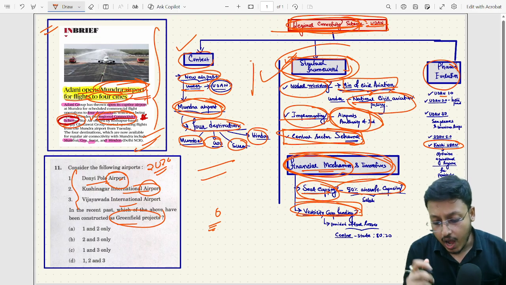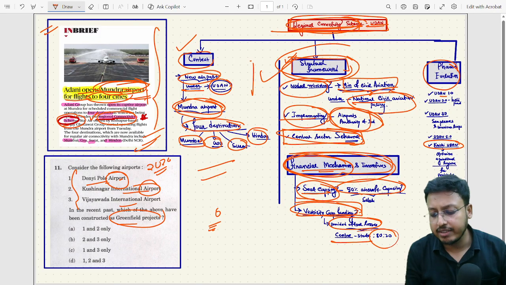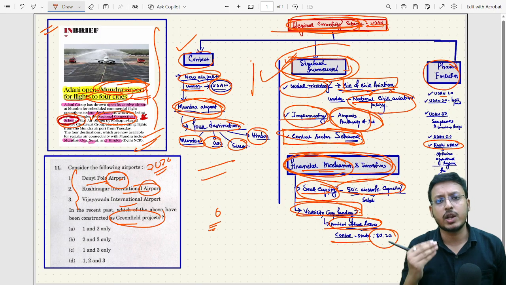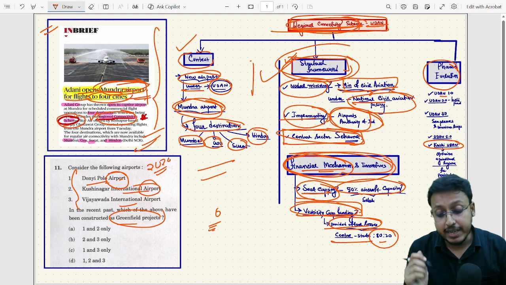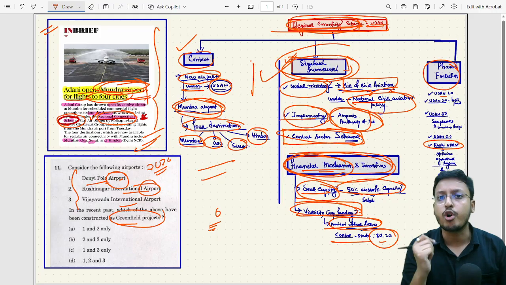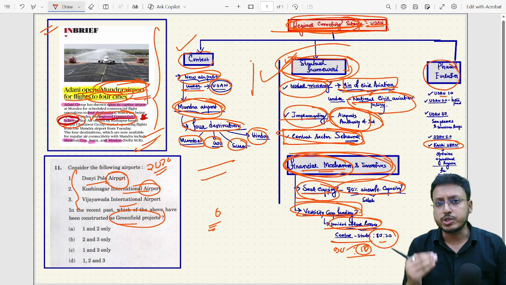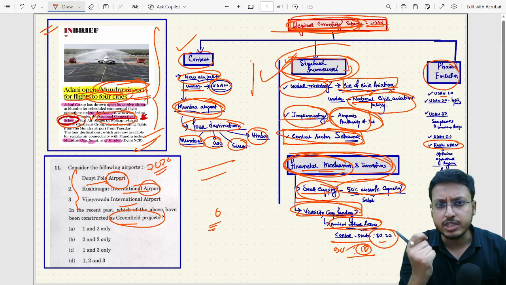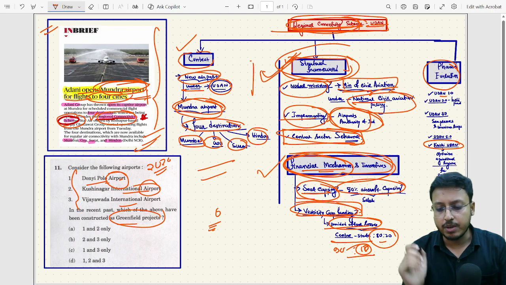How was the viability gap funding provided? To offset losses, the center and state divide whatever loss there will be. The center will bear 80% of the losses and 20% will be borne by the state. But this becomes different for northeastern states. This ratio becomes 90 to 10. The state responsibility, specifically the northeastern states' responsibility, will reduce. So the structural framework we understand, the financial mechanism we understand.